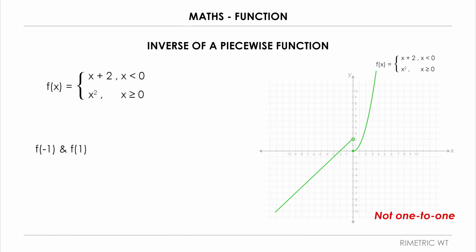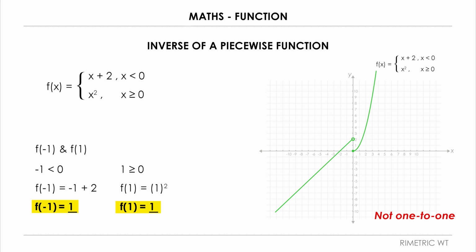Let's look at f of negative 1 and f of 1, for example. For f of negative 1, we use the first piece because negative 1 is less than 0. Therefore, the function gives us negative 1 plus 2 equals 1. For f of 1, we use the second piece, x squared, because 1 is greater than or equal to 0. Therefore, the function gives us 1 squared equals 1. As we can see, two different x values, negative 1 and 1, produce the same y value, which is 1. In other words, the function has a repeated output.